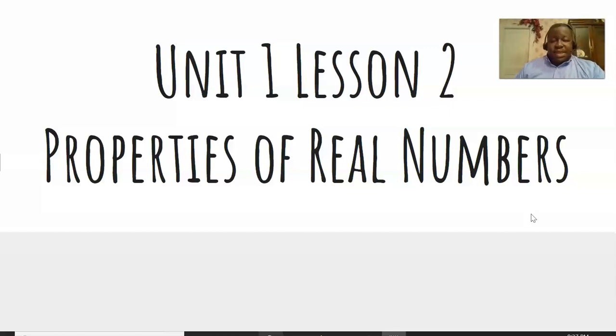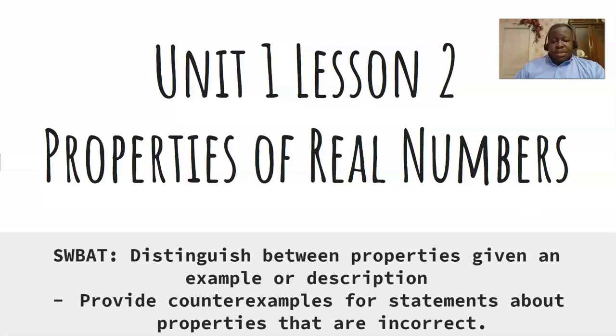Today we're going to be looking at Unit 1, Lesson 2, the properties of real numbers. So let's look at our learning targets for today. We have two. First of all, students will be able to distinguish between the properties given an example or description. And secondly, students will be able to provide counterexamples for statements about properties that are incorrect.